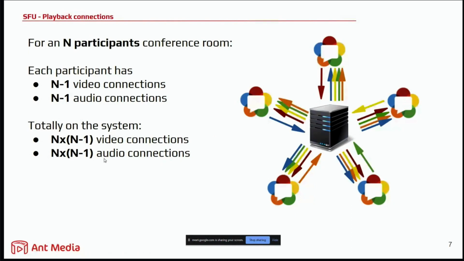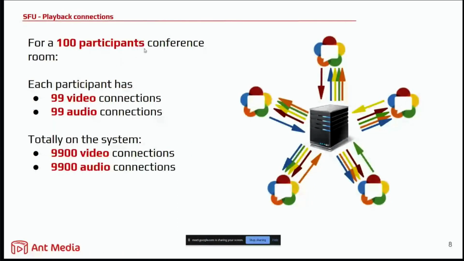If we give an example, let's assume we have a 100-participant conference room. Each participant has 99 video connections and 99 audio connections to play the other streams. Totally on the server, there will be 9900 video connections and 9900 audio connections.